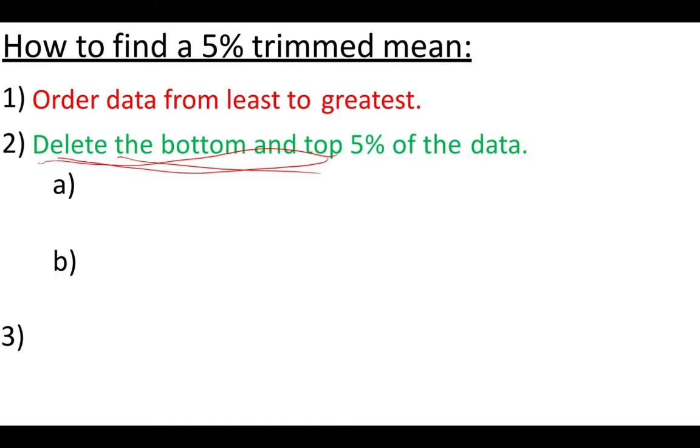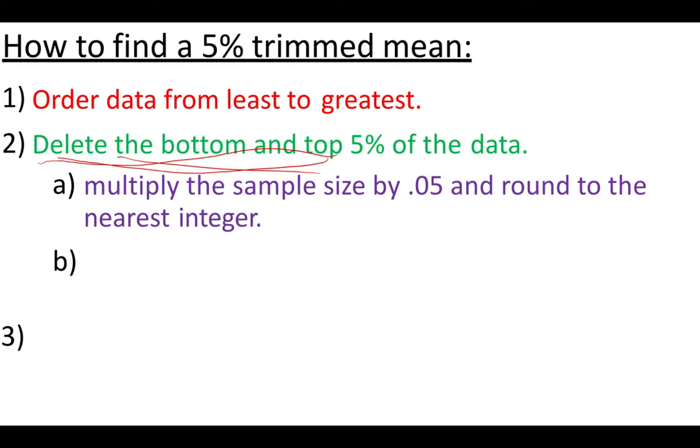All right, and how we're going to do this, deleting the top and the bottom 5%, is we're going to multiply the sample size. So let's say we have 30 data values as our sample size by 0.05. So the percent as a decimal. So if it was 10%, it'd be 0.1. And we're going to round to the nearest integer. Not necessarily rounding up, but we're rounding to the nearest integer. So if we get 1.2, that's going to be 1. Or if we get 3.8, that would be 4. So we're going to round to the nearest integer.